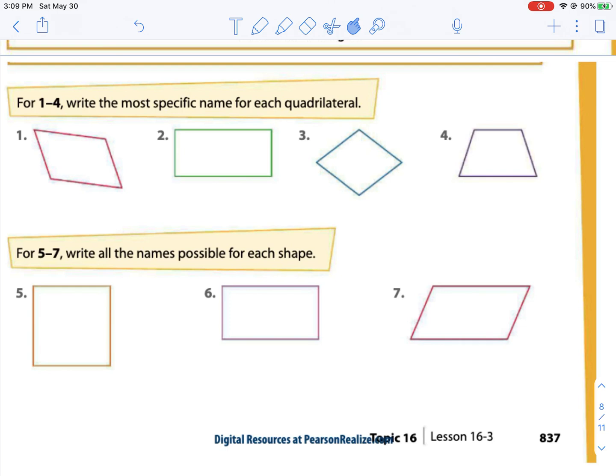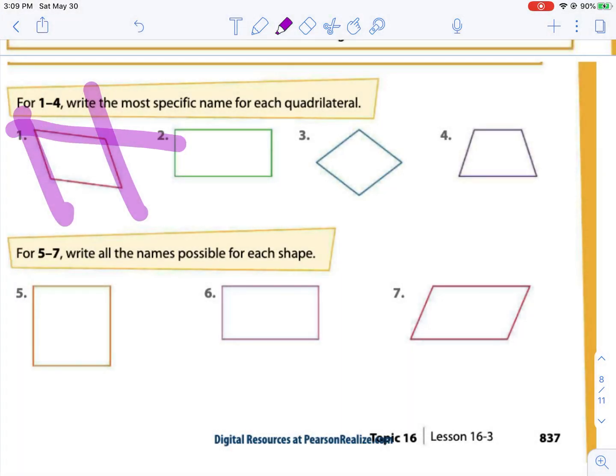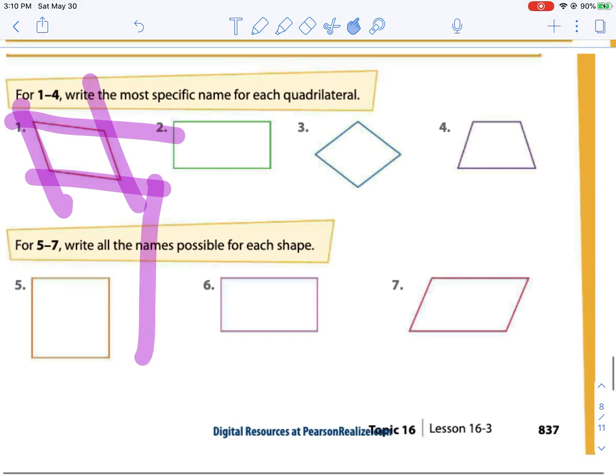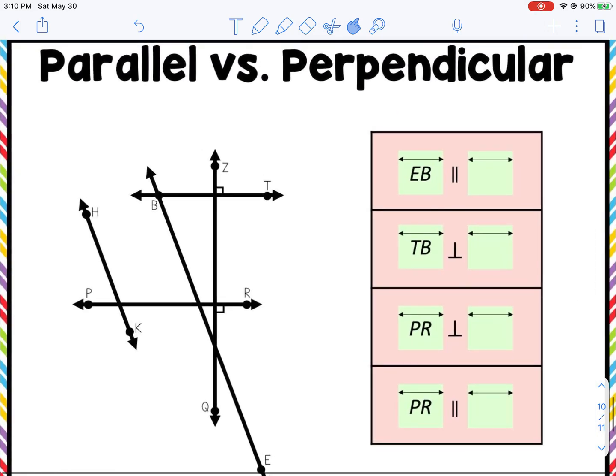So remember, this one has 4 sides, so it's a quadrilateral, and it has 2 sets of parallel lines that are never going to meet. So all of these shapes are quadrilaterals. Some have 2 pairs of parallel lines, and some just have 1 pair of parallel lines, okay? All right, and let me just make this go up.